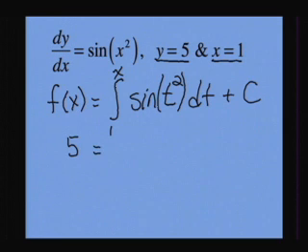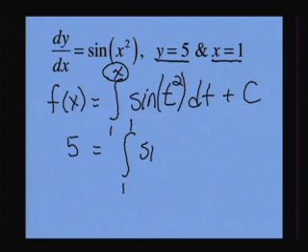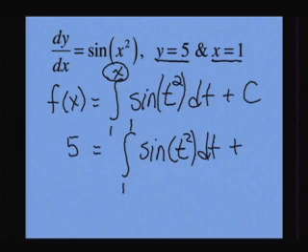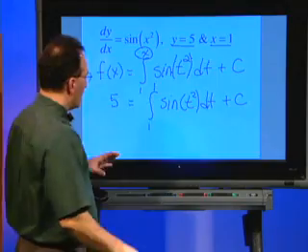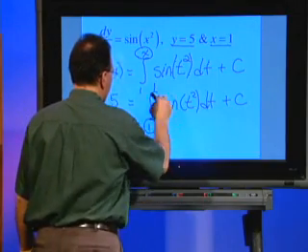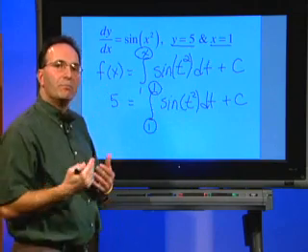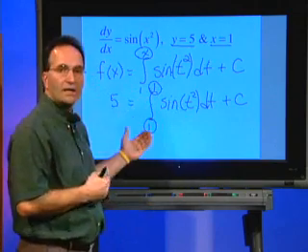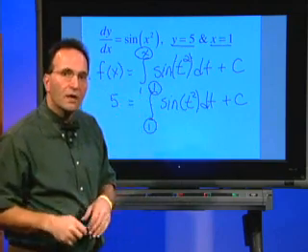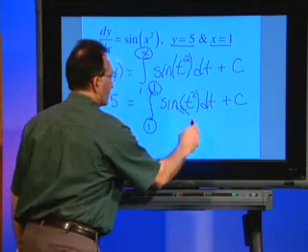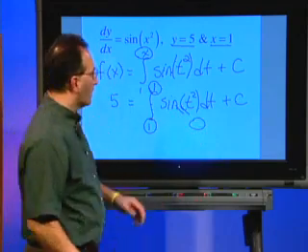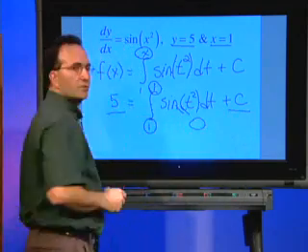And that's going to equal the integral from 1, and now we have to put a 1 up there because that's the value for x, of sine t squared dt plus c. Well, remembering that when you evaluate an integral and the interval, in this case from 1 to 1, in other words, the bounds are the same value, that integral is, of course, equal to 0. So therefore, we find that c is equal to 5.